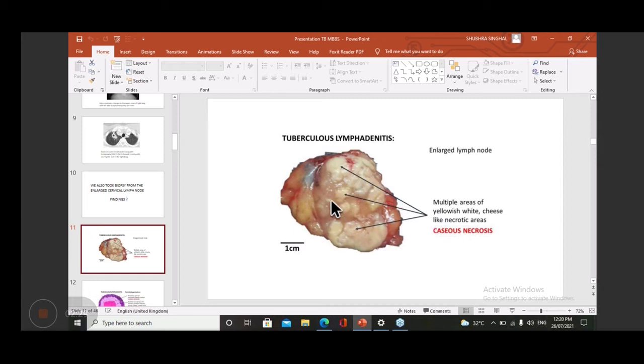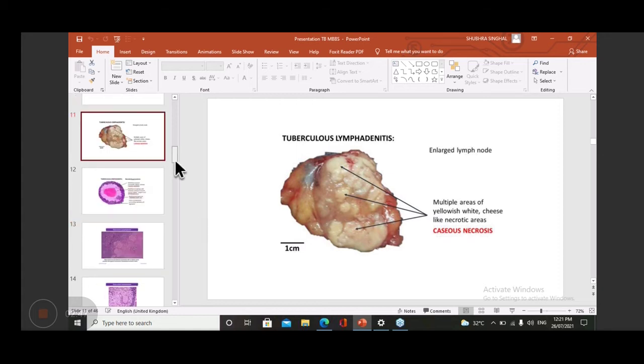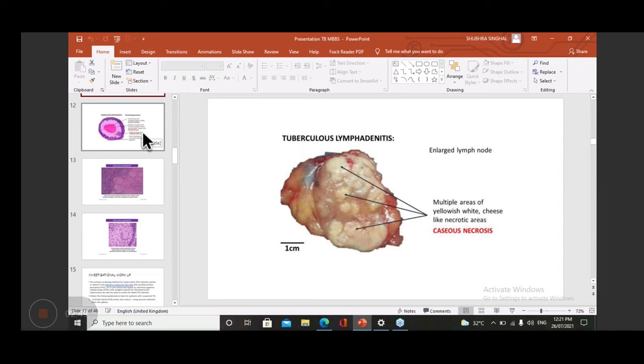So this is your lymph node grossly. We saw multiple areas of yellowish white, cheesy-like necrotic areas. That is caseous necrosis. And this is this enlarged lymph node. You can see. And this is cheesy white material.